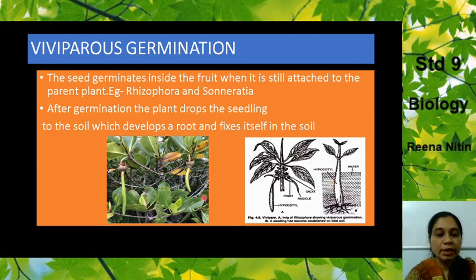Now here they are showing the example of a mangrove plant. That is known as Rhizophora. Rhizophora is a mangrove plant. So here there is enough water because it is a mangrove plant, and that is why it is growing down. It is attaching itself to the ground level, and there it grows new roots and grows as a new plant. So this type of germination is known as viviparous germination. Germination which takes place inside the fruit when it is still attached to the parent plant.